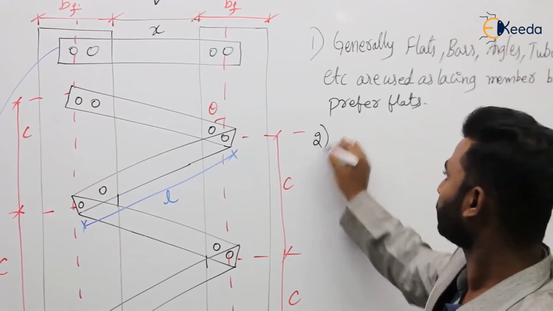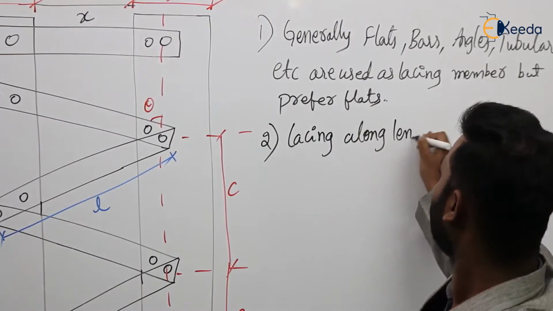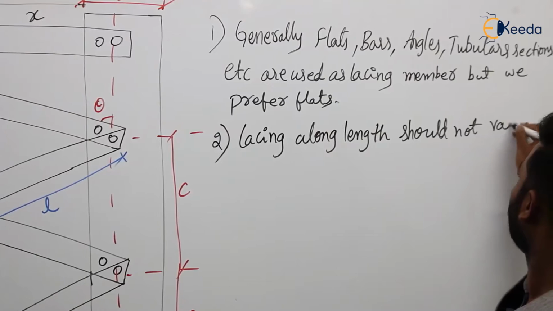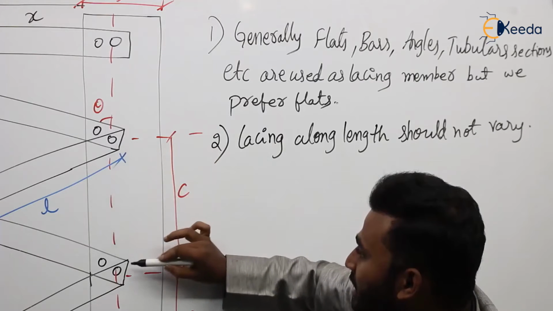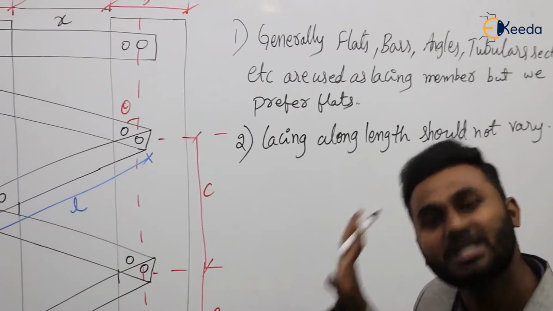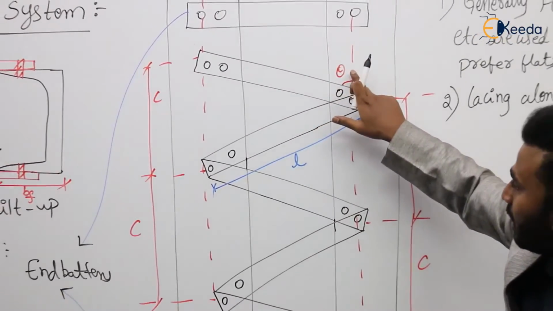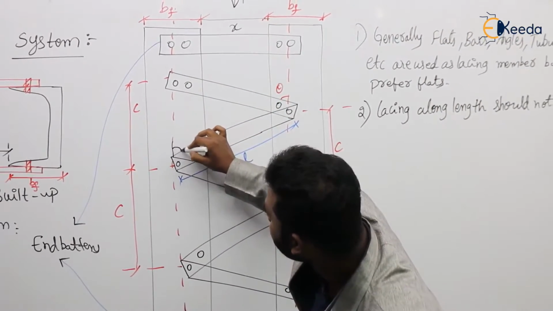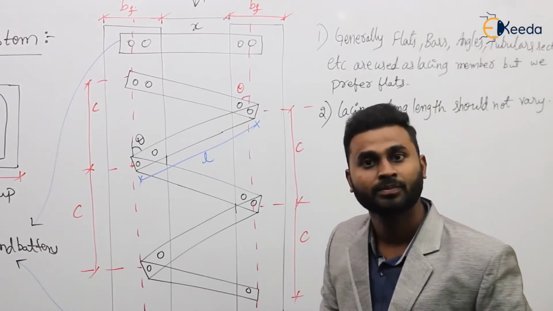Next, lacing along the length should not vary. It means, see here, the spacing between this lacing member and this lacing member is C. And again here also, between this lacing member and this lacing member it is C. So it should not vary, it should be the same. Here also C and C. And if we see the inclination of this lacing member with the vertical or longitudinal axis, it is theta. The inclination of this member will also be theta, and this member also theta, and again this member also should be theta. So it should not vary. That is the meaning of it.